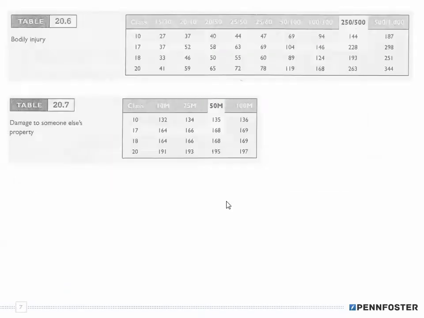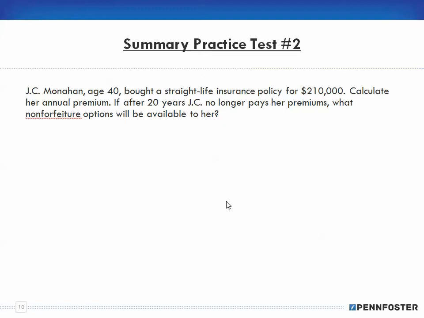So let's bounce down through these tables and get to problem number two. Okay, so let's see here. It says J.C. Monahan, age 40, bought a straight life insurance policy for $210,000. Calculate her annual premium. Okay, so when we look at just J.C. Monahan, you can't tell if that's a male or a female. Sure, it's age 40, but remember, what are word problems about? You're going to be given information, but they force you to think.